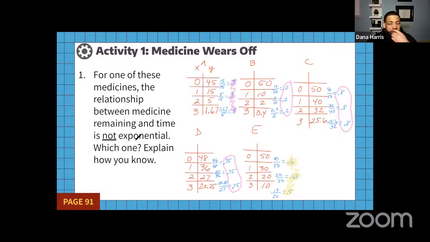So the answer of which one is not exponential would actually be E. Okay, so E is not exponential because it doesn't have a common factor.